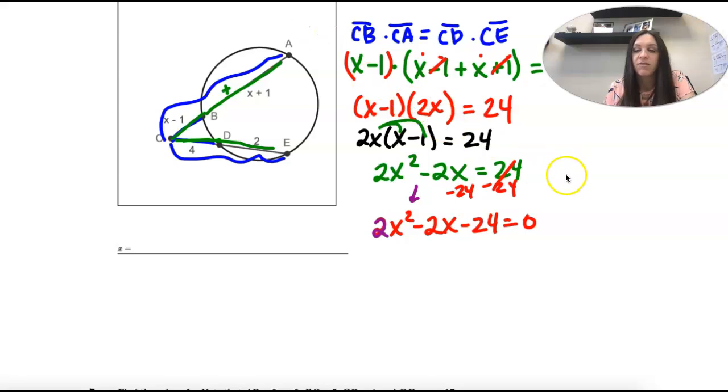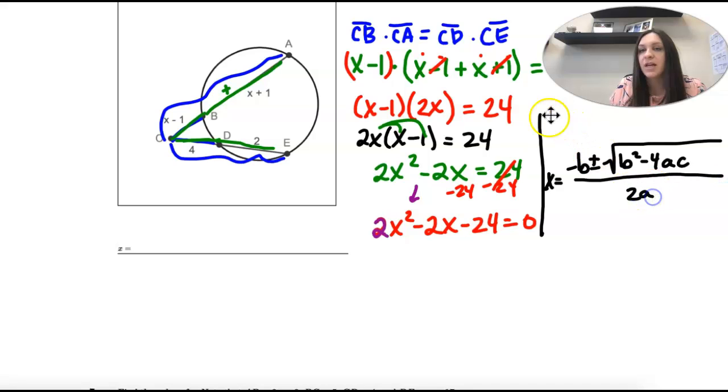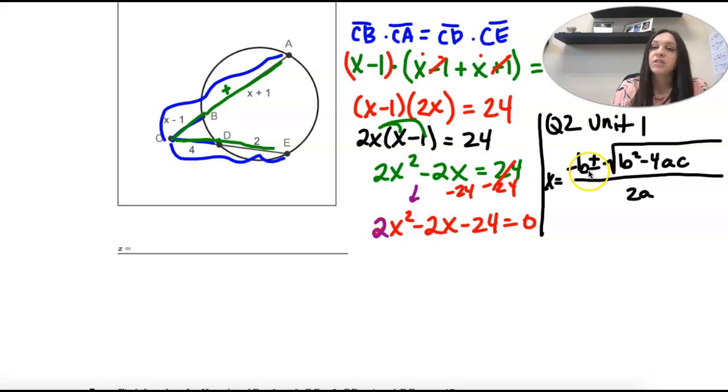Okay, so quadratic formula. x equals negative b plus or minus the square root of b squared minus 4ac, all divided by 2a. Okay, this is quarter 2, unit 1. You've seen it before, maybe it's been a while. So first off we need to identify what a, b, c are. And those are these numbers without the x's.